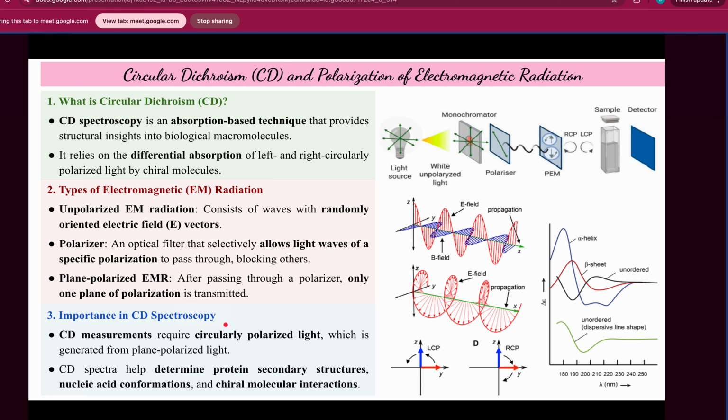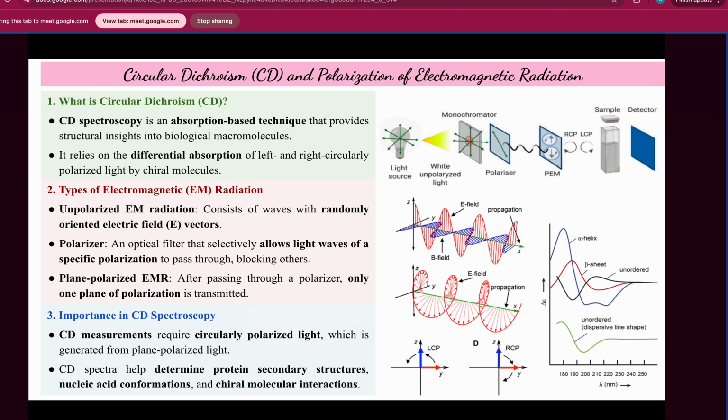And what is the importance of CD spectroscopy? First of all, it requires circularly polarized light, which is generated from a plane polarized light. Because in this case there are two components, an electric field component and a magnetic field component, we will only allow one component to pass, for example the electric field component. In the next slide, we'll see what a circular polarizer does. It will allow only one plane of light to pass, and then the circularly polarized light will have two different components. First is the clockwise or right circularly polarized light. The other component is the anti-clockwise or left circularly polarized light.